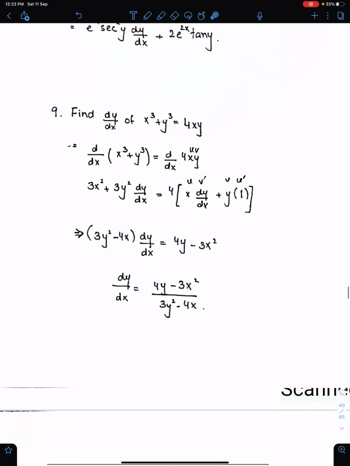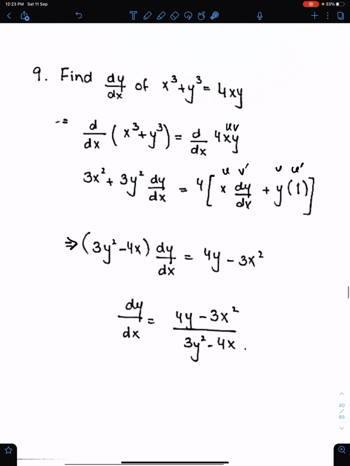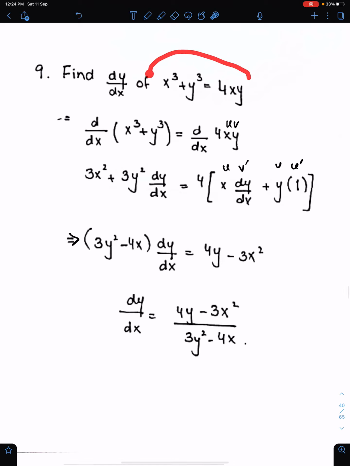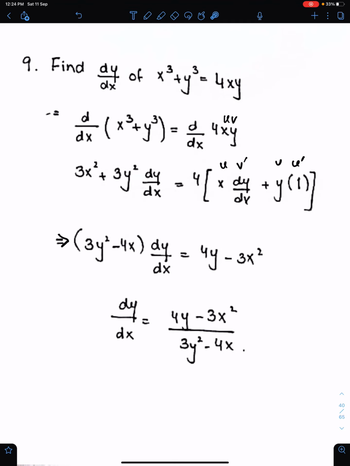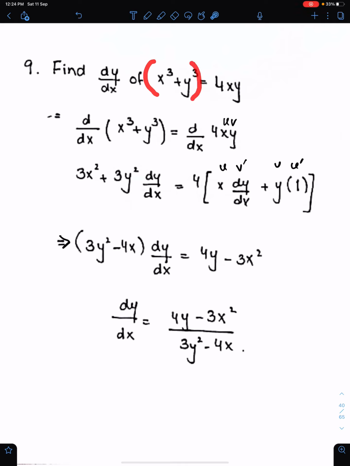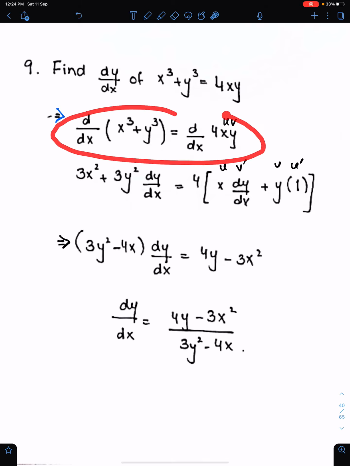This is the routine question of P3. We need the expression of dy upon dx. This function is implicit and this is uv. So the first step is very important. We must multiply both sides by d upon dx. This is very important. Make sure you multiply both sides with d upon dx. If you won't do this step, you will lose 1 mark.